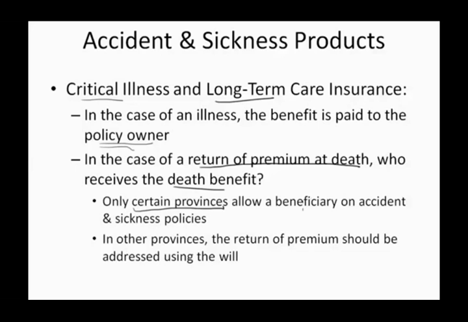If we don't have a beneficiary designation, then we should use the will. Basically, the return of premium in that case would be an asset like any other asset and should just be handled accordingly in the will. It would be subject to probate and claims of creditors, and there would be no confidentiality and all the issues that go along with that. And of course, that would only be a concern where it's a return of premium at death.